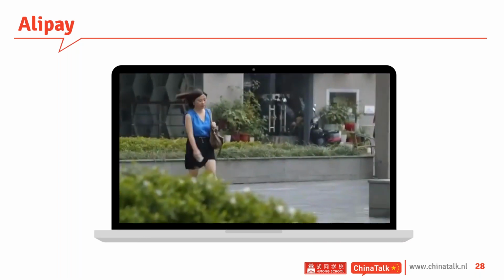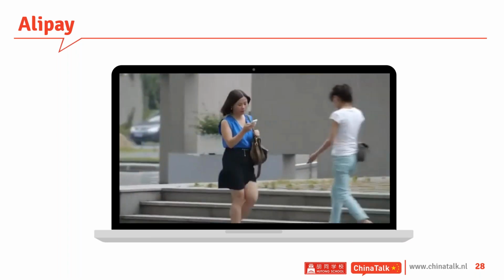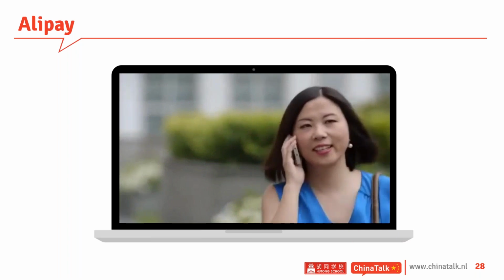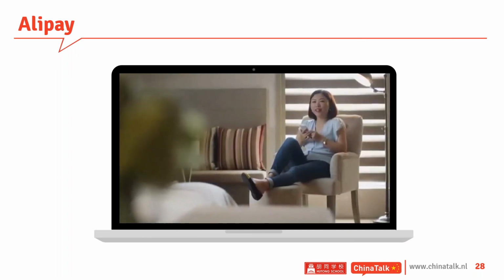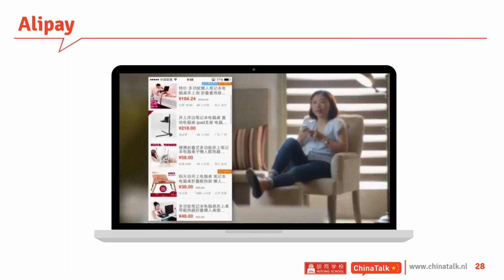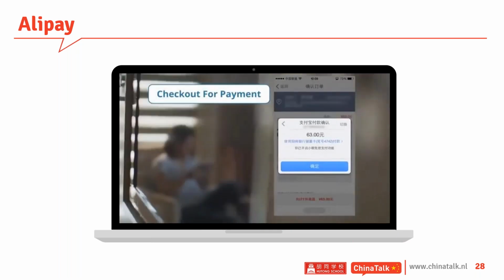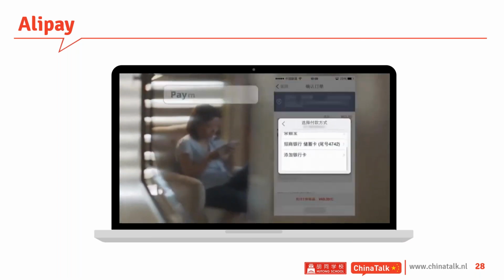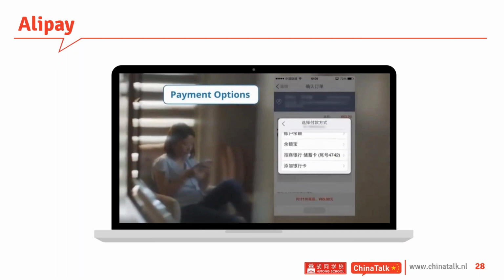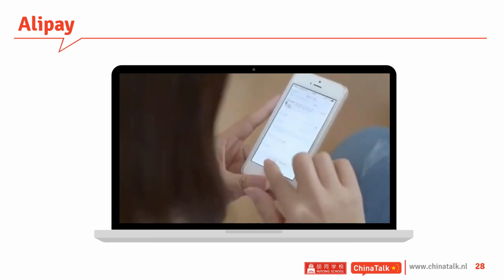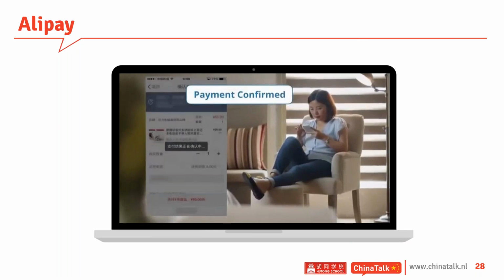Teresa Li is a young professional who works for Alibaba and regularly uses Alipay. She will show how the escrow payment works. I shop quite a lot on Taobao, and today I want to buy a computer lab desk so I can sit on the couch at home and work. At checkout, there are several options to pay for purchases. For example, the Alipay account balance, bank transfer, or credit card. I choose to pay via bank transfer, and I just click here, type my password, confirm, and it's done.